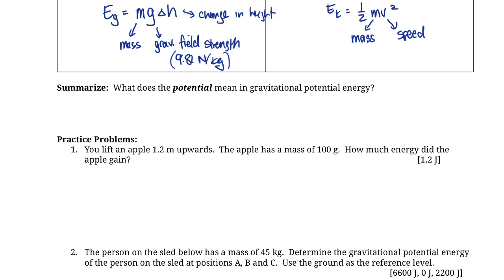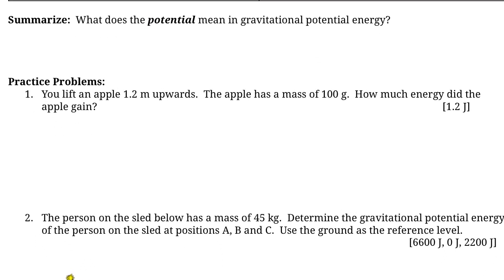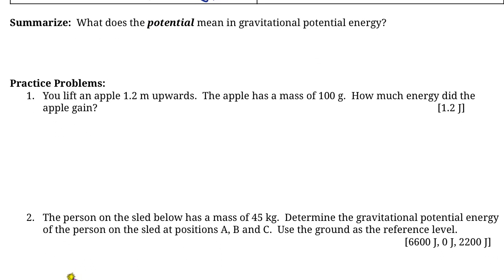So in this case, for question one, the apple is being lifted up. And when it's being lifted, the height's being changed. We know we're going to have a gravitational potential energy that's added to that object. So basically, EG equals mg delta h.